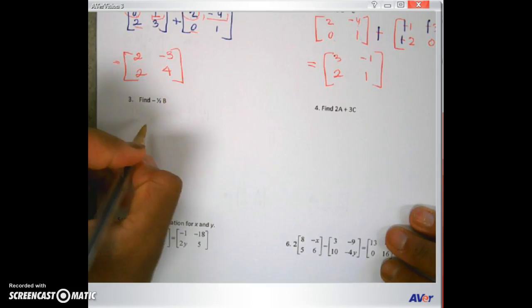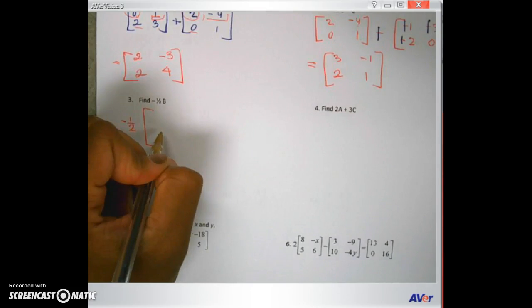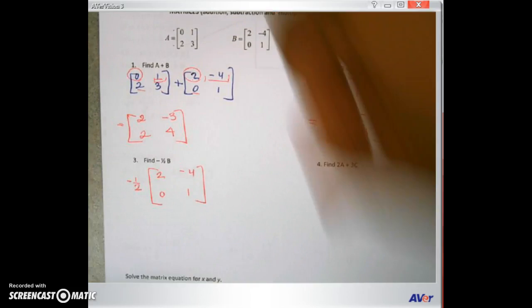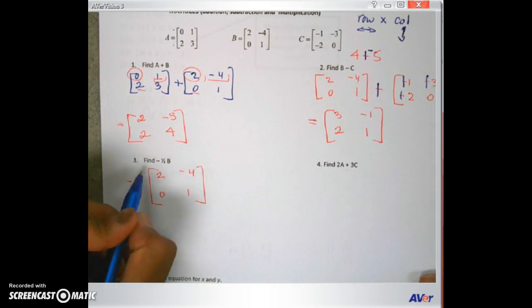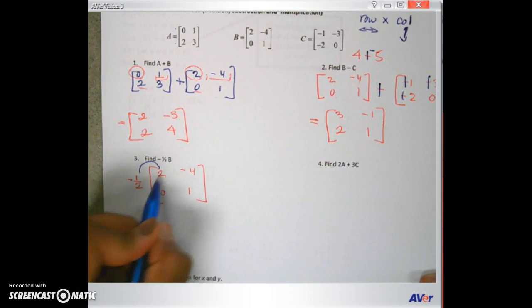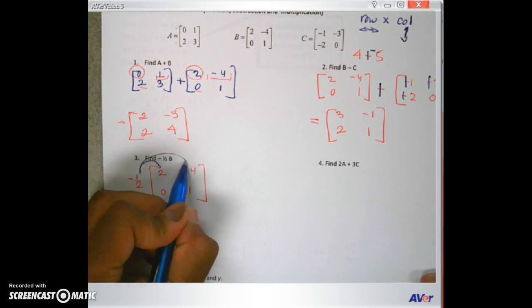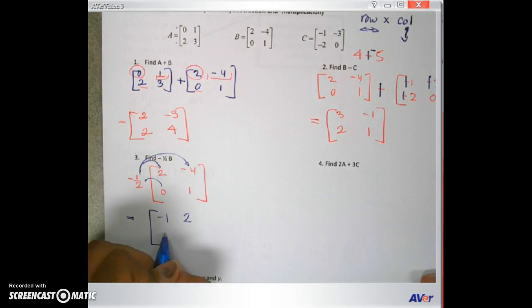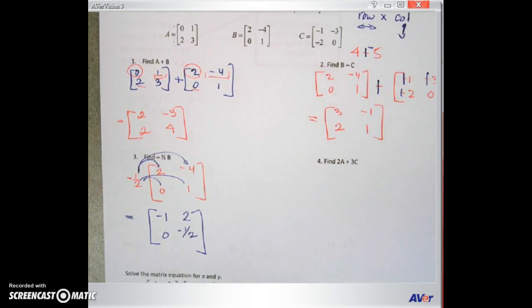Now, example 3, you have negative 1/2, and you want to multiply that by matrix B. Matrix B was given, and this is called scalar multiplication. Scalar multiplication is basically the same thing as the distributive property. So you're going to do negative 1/2 times 2. You get negative 1. Negative 1/2 times negative 4, and you get positive 2. Negative 1/2 times 0 is 0. Negative 1/2 times 1 is negative 1/2. And that's scalar multiplication.